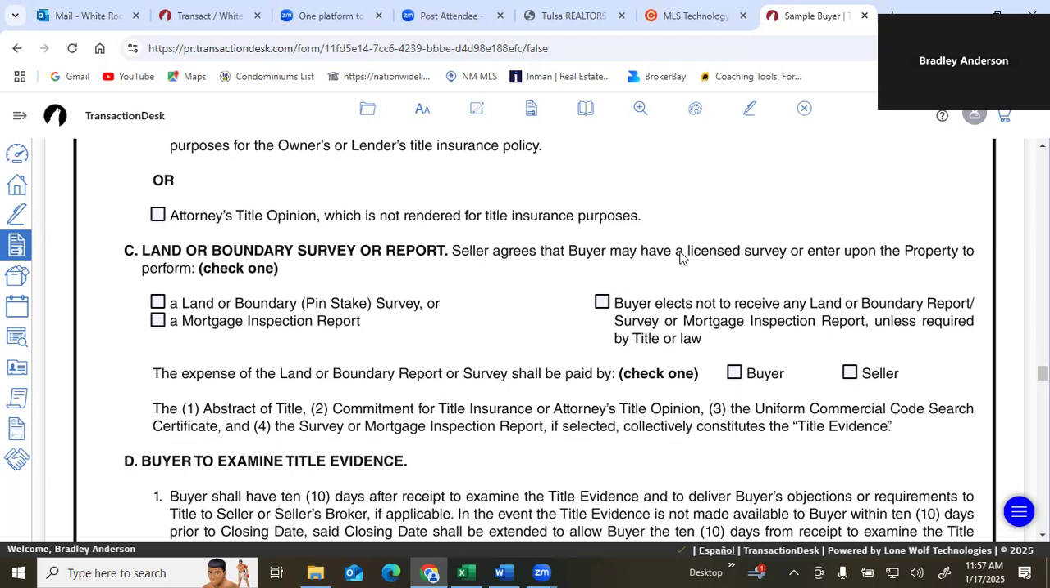Seller agrees that buyer may have a licensed survey or enter upon the property to perform, check one of these: land or boundary survey, or a mortgage inspection report, or buyer elects not to receive any land or boundary survey or mortgage inspection report unless required by title or law. The expense of the land or boundary report or survey shall be paid by. All right, so you check here, either buyer or seller.